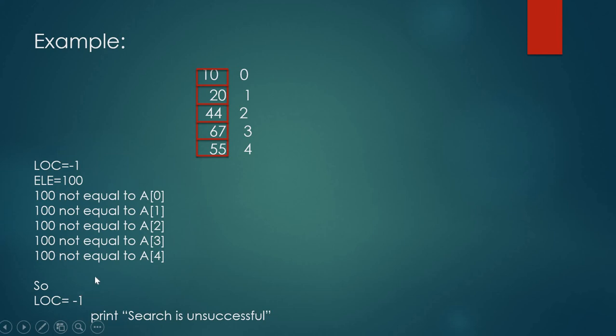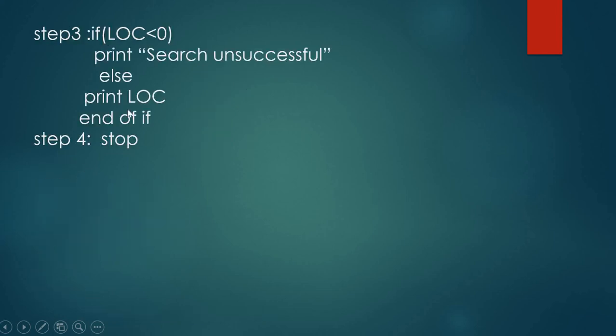Then in that algorithm, in step 3, we check if location is less than 0. In that case, location is -1, and -1 means less than 0. So it will print search unsuccessful. That is, if the element is not there in the array, it will print that the search is unsuccessful.